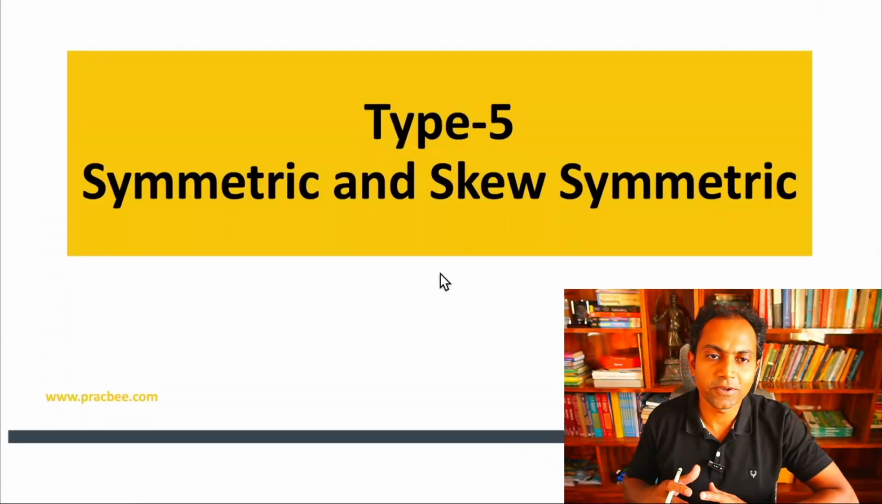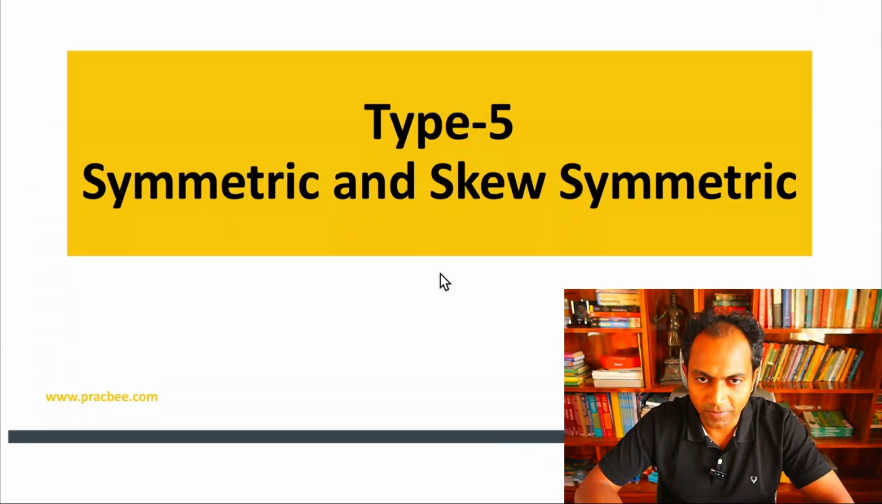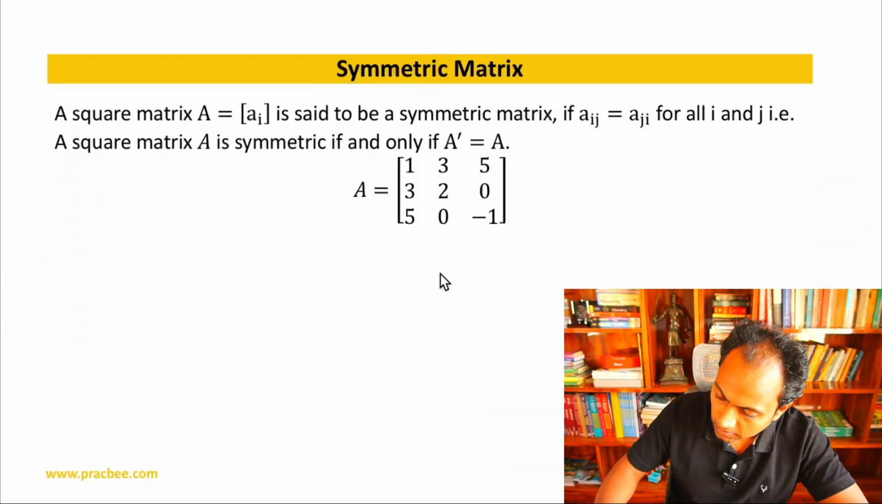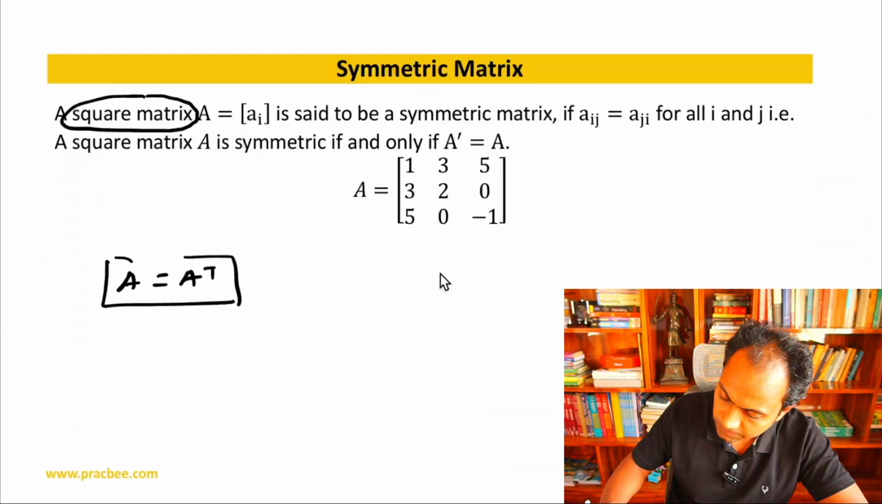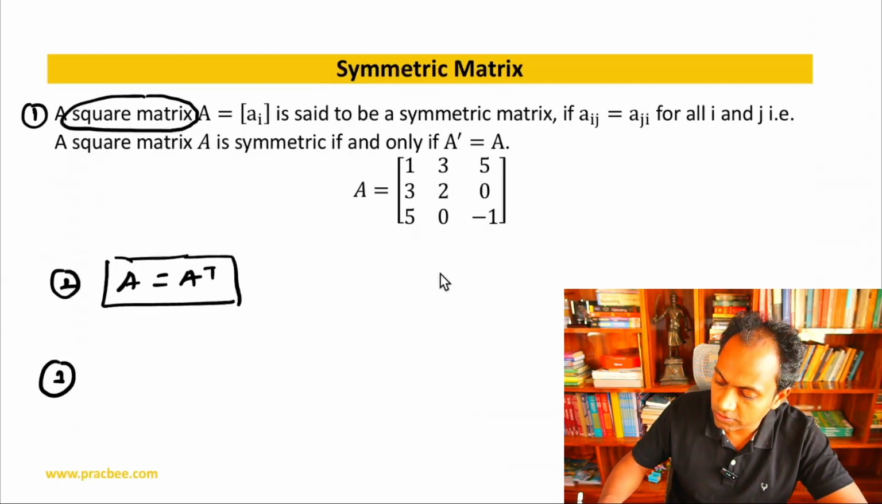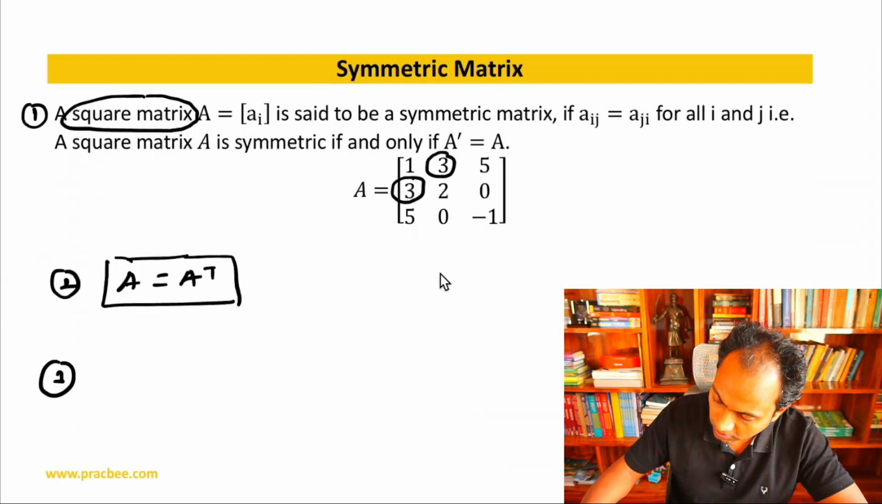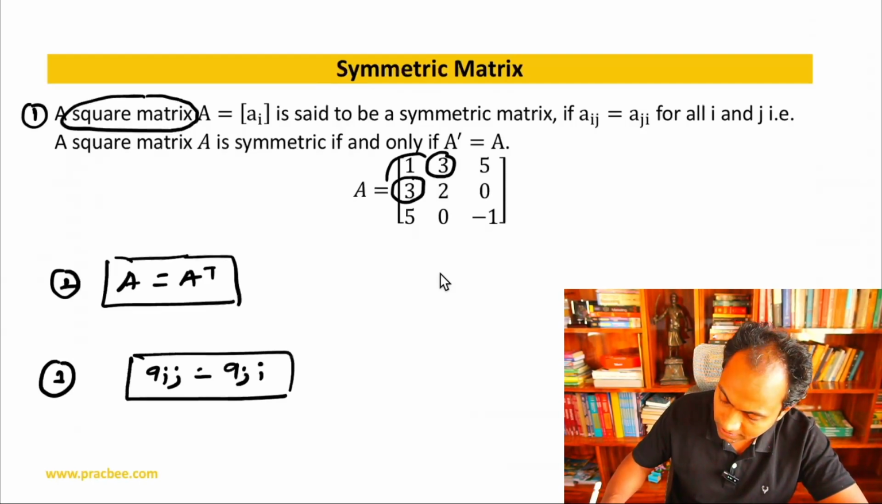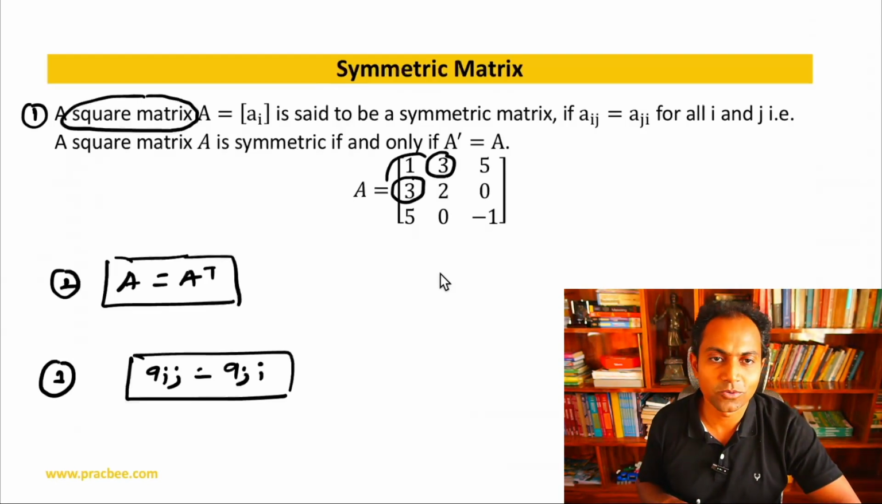Now moving on, type 5 problems are based on the idea of symmetric and skew symmetric matrix. Now what is a symmetric matrix? A symmetric matrix is one of those matrices which is square in nature, that is one thing. Another thing is, if I take the transpose of that matrix, it will be equal to the original matrix. This is the second thing to be remembered. And third is, the terms which are reflected along the diagonal will have the same value. So what we are saying is Aij will be equal to Aji. These are the three important things to be remembered with respect to a symmetric matrix.